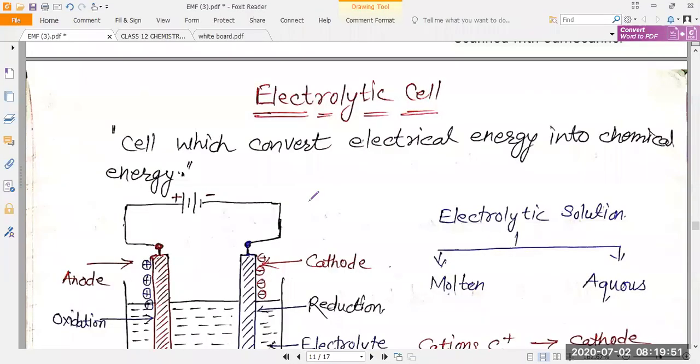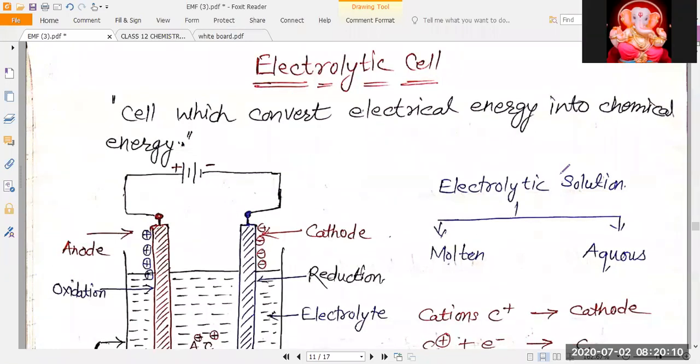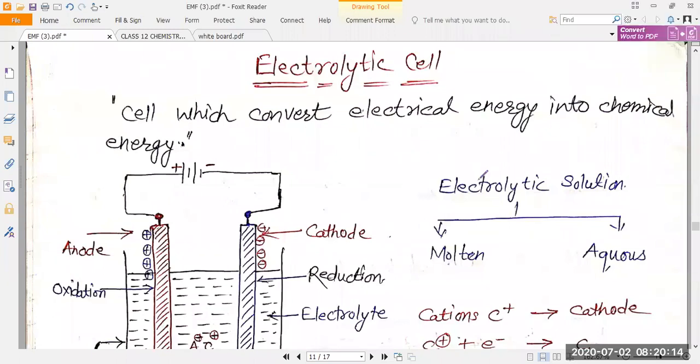In electrolytic cells, we discussed that a cell which converts electrical energy into chemical energy is called an electrolytic cell. So in electrolytic cells, the reactions are non-spontaneous. Non-spontaneous reactions means we have to supply electrical energy to run the electrolytic cell. It means electrical energy is converted into chemical energy in the electrolytic cell.